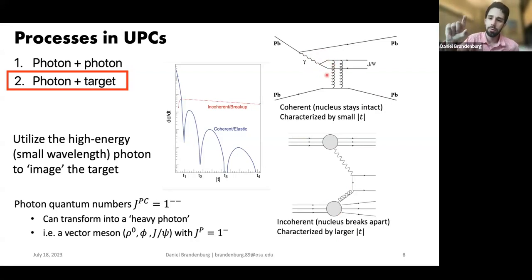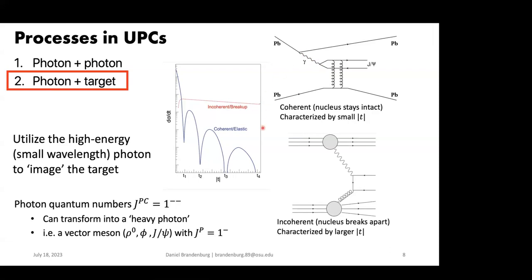So you have a quark, any quark pair. And that quark, any quark pair are objects that can feel the strong force. So they're what interact directly with the target nucleus. Is that clear? Mm-hmm. Good.